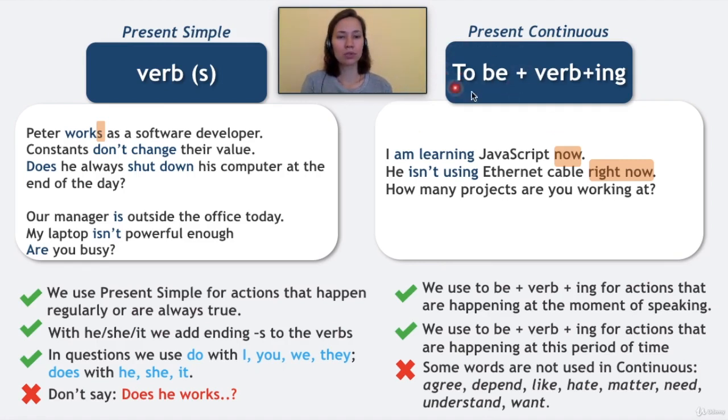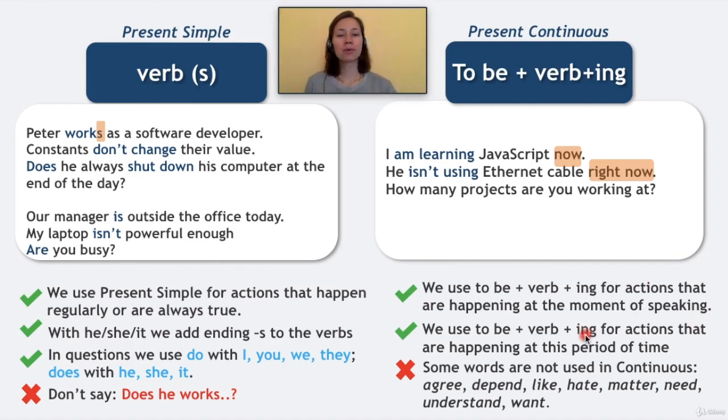But this is also a very important thing because the word with ing itself is not present continuous. You have to use it together with this be. And what is this be? This be is, again, it changes because of the person. Yeah, if I say I am, right? He is, she is, it is, we are, they are. So let's look at the rule here. We use to be plus verb with ing for actions that are happening at the moment of speaking. This is the first and most important rule.